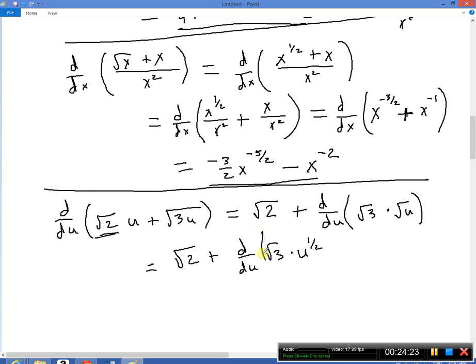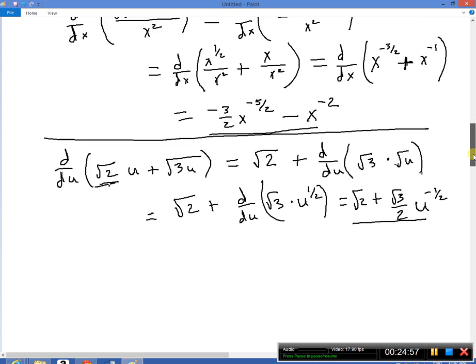And now we can take the derivative of this guy using the high school rule. So we get square root of 2 plus the square root of 3 sits there while we take the derivative of u to the 1/2. The 1/2 is going to come down, so we're going to get 1/2 times square root of 3, or square root of 3 over 2 times u to what power? U to the 1/2 minus 1 when we take the derivative, which is going to be minus 1/2. And that's it. Final answer. Okay.